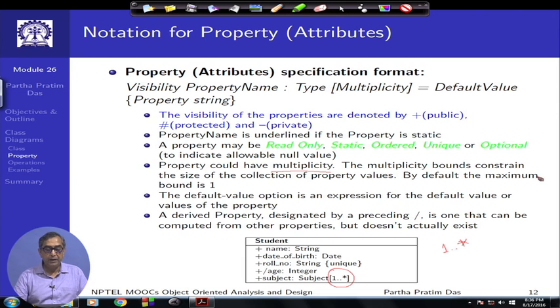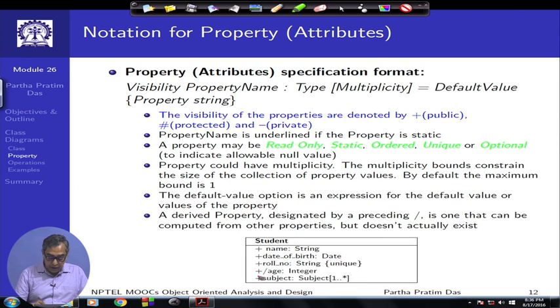Certainly, the multiplicity by default is 1. For example, here nothing is written, so the multiplicity is 1. So, there is only one date of birth property here. If we do not say anything, it is 1, and of course, that is the minimum value that you can have.